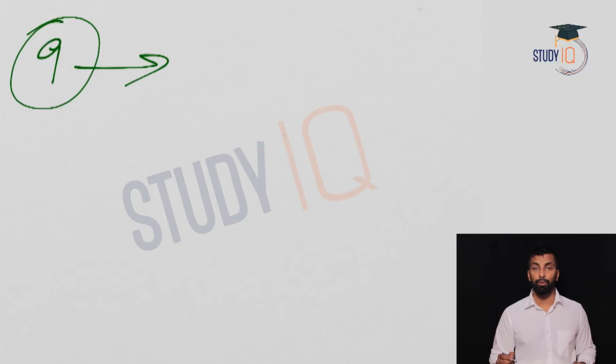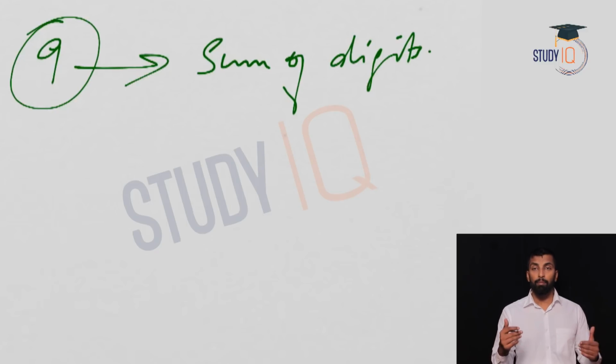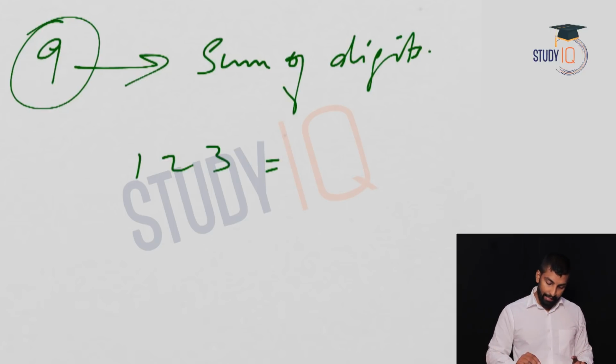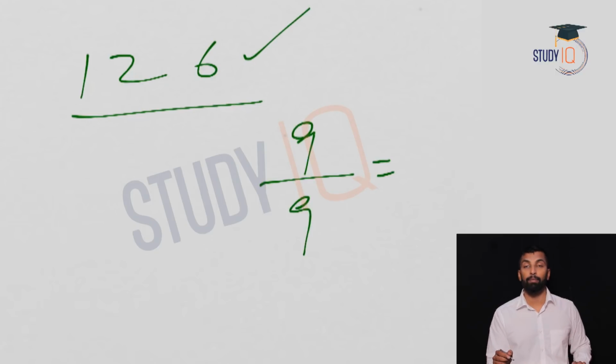Okay, 9, I have already discussed with you sum of digits, right? So you learned this as sum of digits, similar to 3. So the sum of digits must be divisible by 9. If you have a number 1, 2, 3, you take the sum of digits, you get 6. It is not divisible by 9, so 1, 2, 3 is not divisible by 9. What if you have 1, 2, 6? You take the sum of digits, you get 9. That is divisible by 9. So this 1, 2, 6 is divisible by 9.